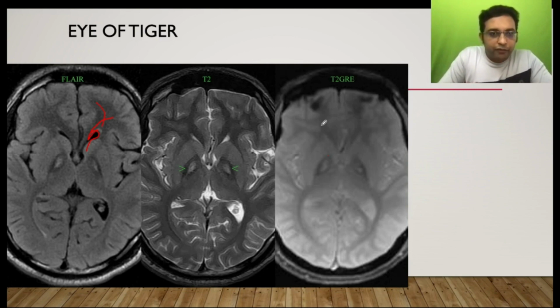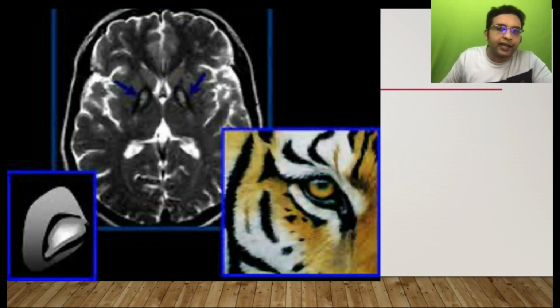So if you see, you can see there is actually darkening in the basal ganglia region. So this is the internal capsule here. Internal capsule is here. This is the lentiform nucleus, and this is the caudate nucleus. And in the lentiform nucleus, we have the globus pallidus and the putamen. So there is some abnormality there. If you see that, you'll be able to make out. So this is the eye of tiger appearance.